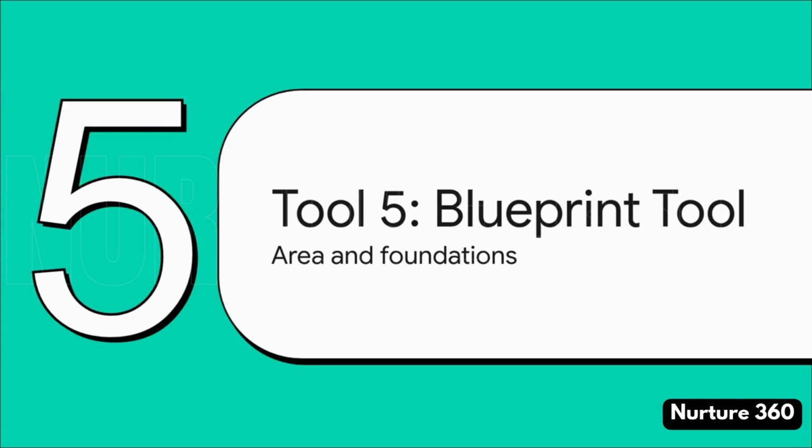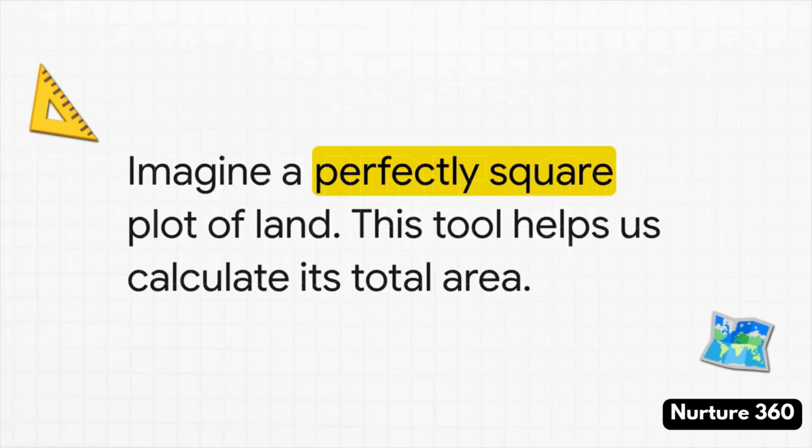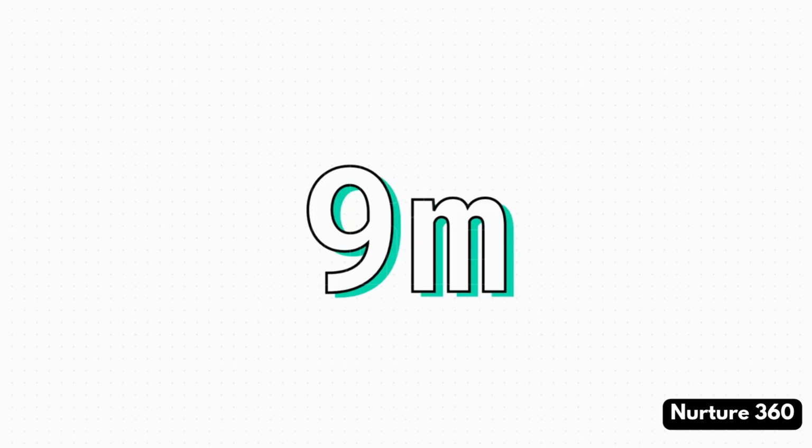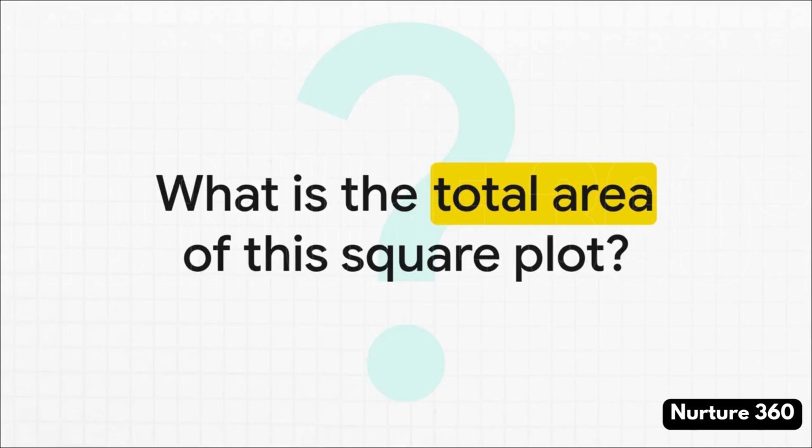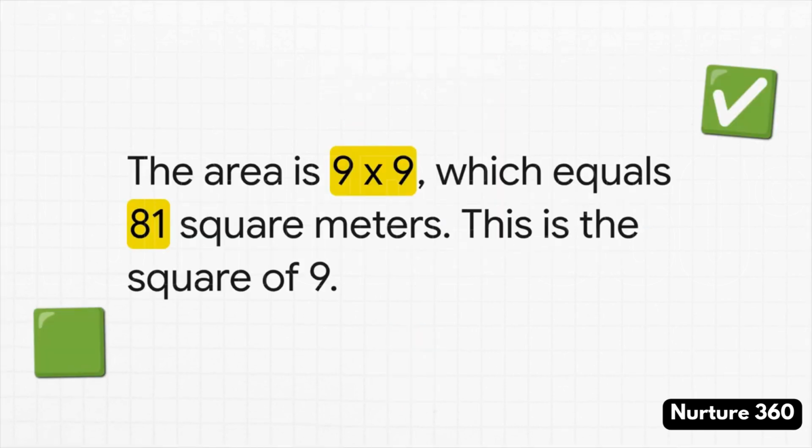All right, we've covered timing and sharing. Now let's move on to building and planning. Our last tool for today is what I'm calling the blueprint tool. And it's all about understanding physical space, area, and the foundations of different shapes. Okay, let's see this thing in action. Imagine you're looking at a blueprint for a perfectly square plot of land. And you can see right there on the plan that each side is exactly 9 meters long. So, the big question is, how much space is actually inside that square? What's the total area?